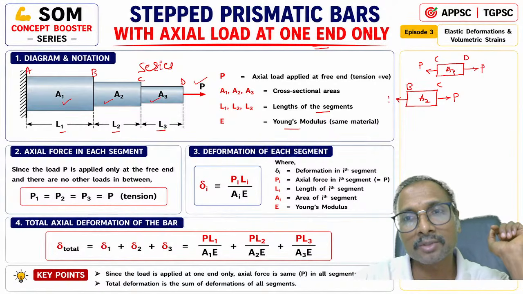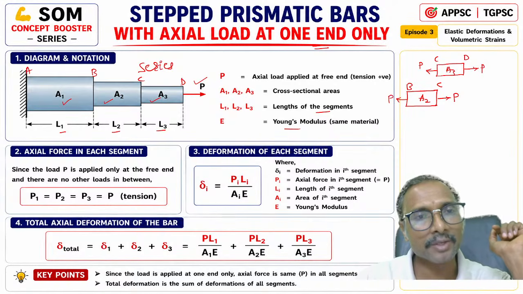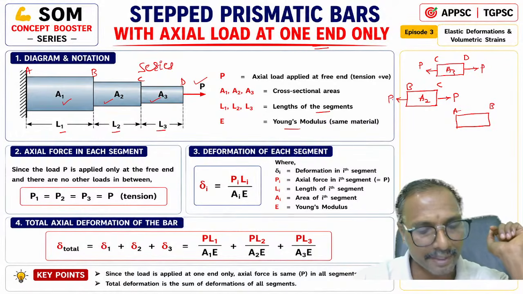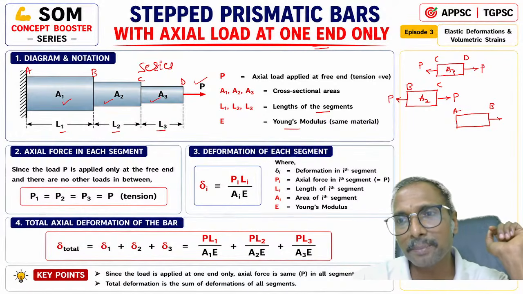So the left side will also be P, right? So for member AB, what will you be having? For member AB, at B you will be having P on the left side. So to balance that, P must be on the right side here. So for the member AB, point balancing is done.